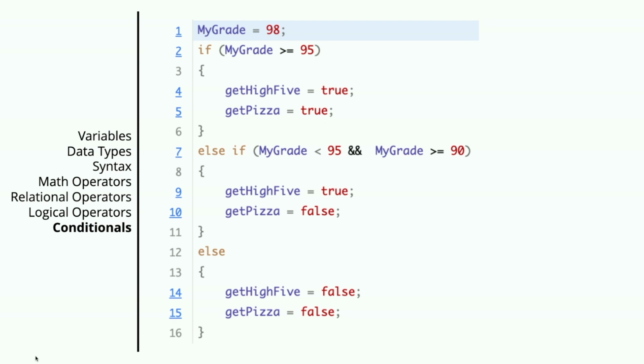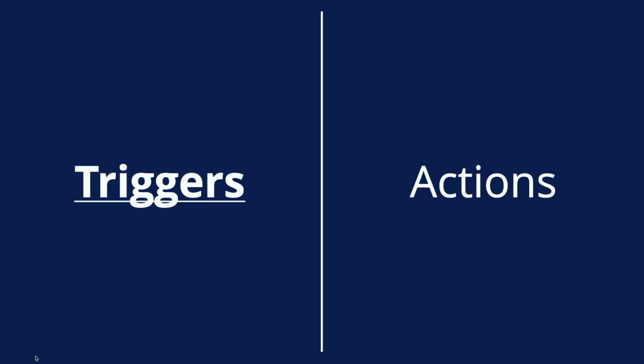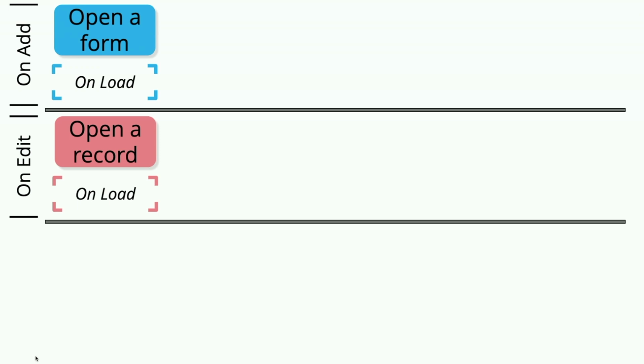Okay, so variables, data types, syntax, math operators, relational operators, logical operators, conditionals. Dang, that's a lot of stuff. All right, so inside Zoho Creator, what are the ways that we can trigger Deluge scripts? What are all the different places that we can do it? So there's actually quite a few.